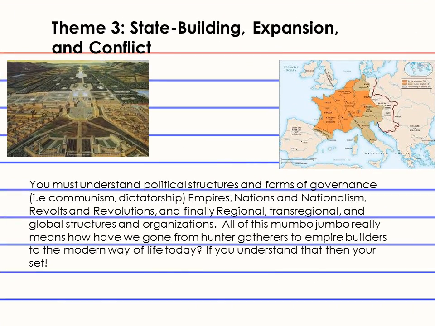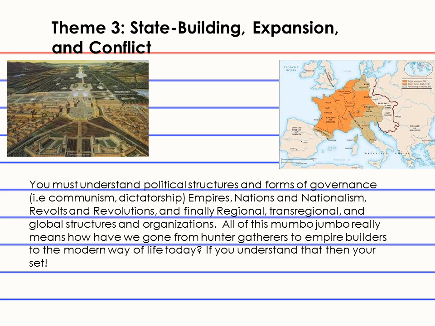So our third theme is state building and expansion, as well as conflict. So you must understand political structures and forms of governance, like communism or dictatorship or fascism, which you'll be learning later on, and I'm jumping all over the place. But trust me, it'll make sense later on. How empires are built, nations and nationalism, so what ties them together, revolts and revolutions, what breaks them apart, and then regional, transregional, and global structures of organization.